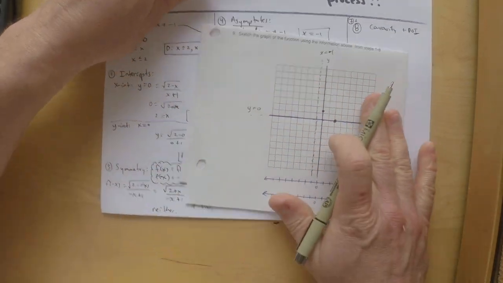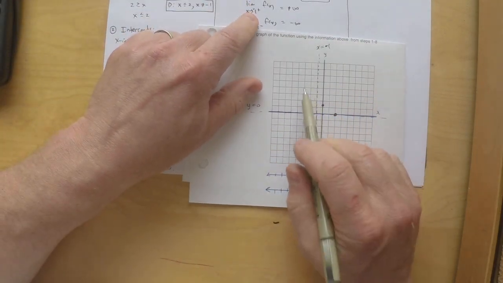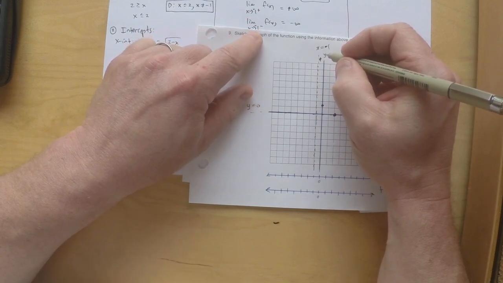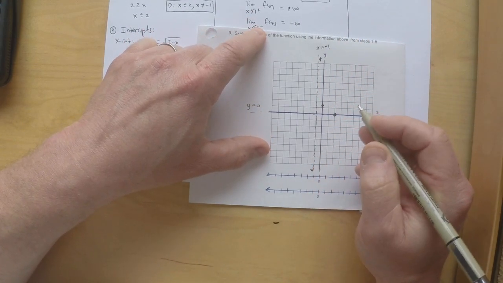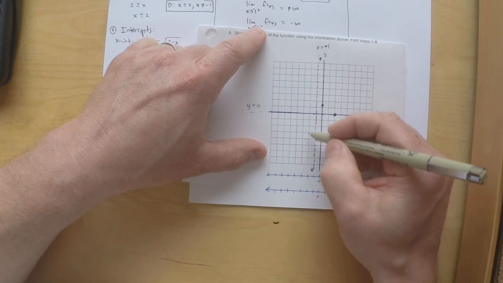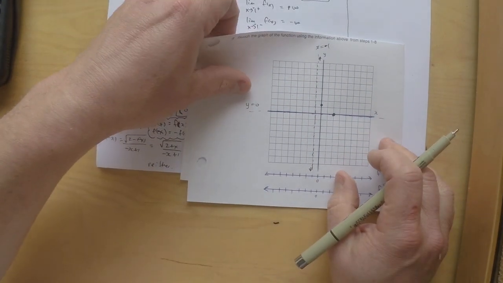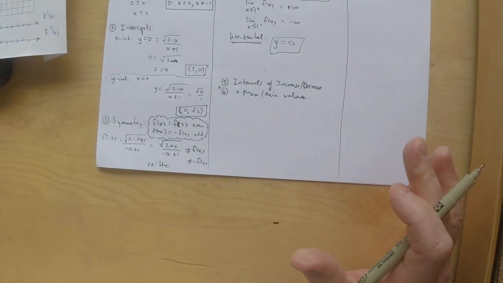And I also know, just have that here too, as you approach -1 from the right, it's way up here. And as you approach from the left, it's way down there. So I got a lot of information. I almost have an idea what it's going to look like anyway. But now we're going to get the rest of the information with max, mins, points of inflection and concavity. And this is where the longest part comes in.